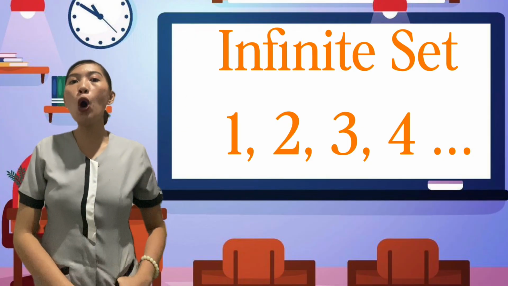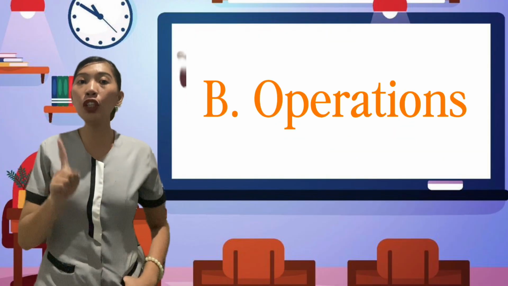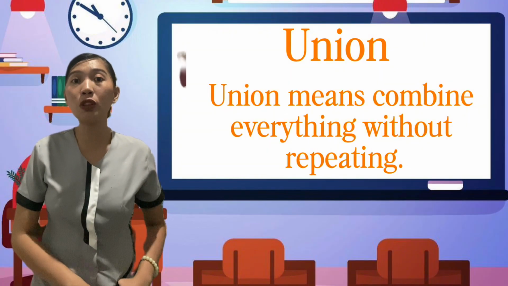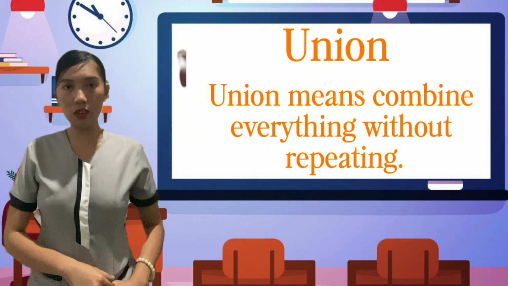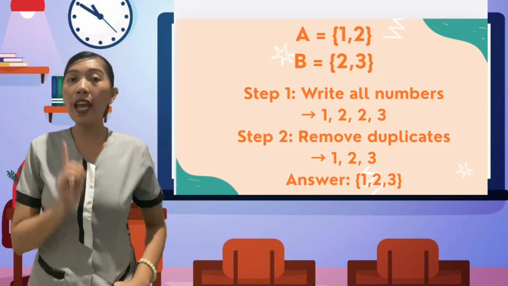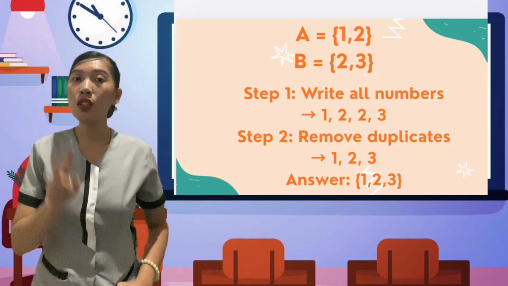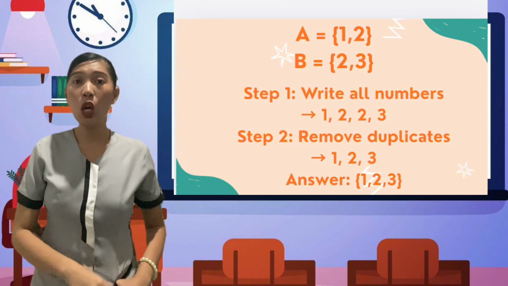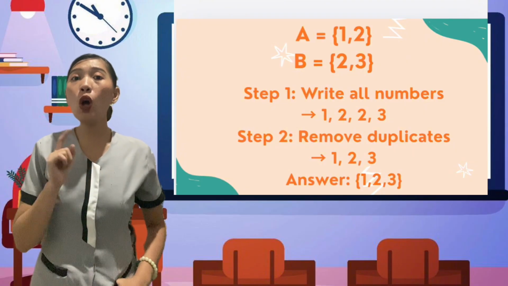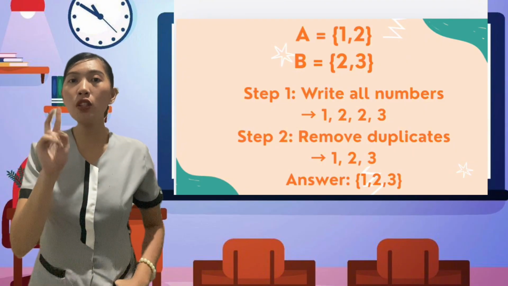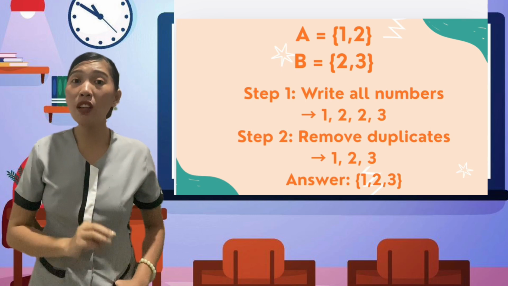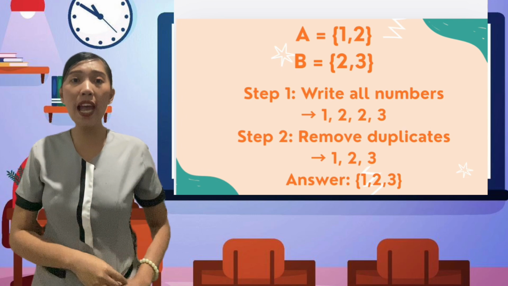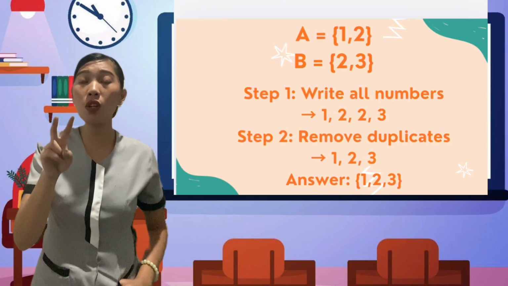Now we have operations. Union. Union means combine everything without repeating. Example. A is equal to {1, 2}, B is equal to {2, 3}. Step 1. Write all the numbers: 1, 2, 2, 3. Then remove duplicates: 1, 2, 3. So the answer is {1, 2, 3}.